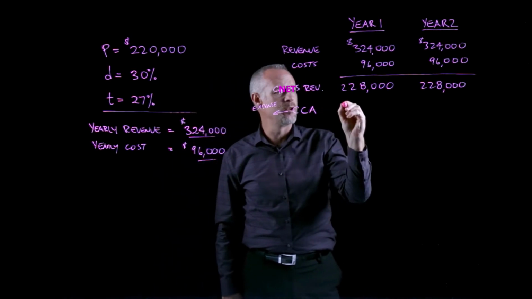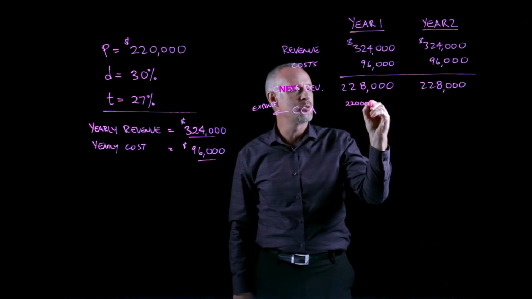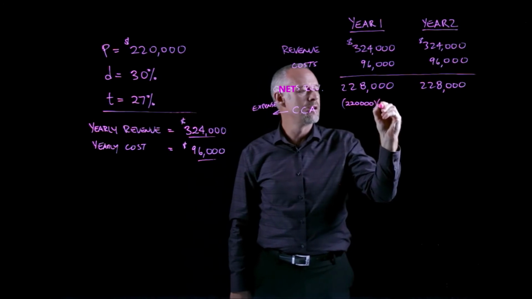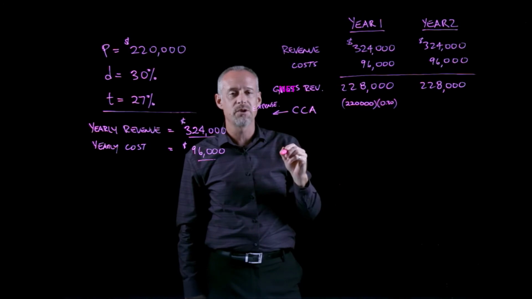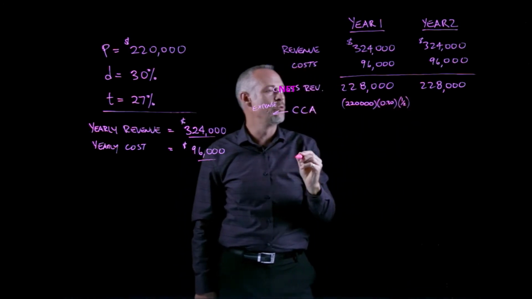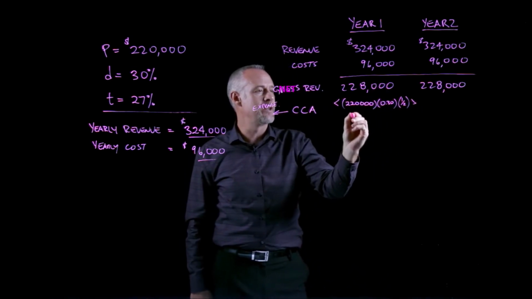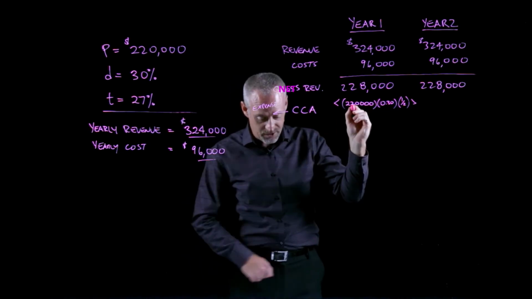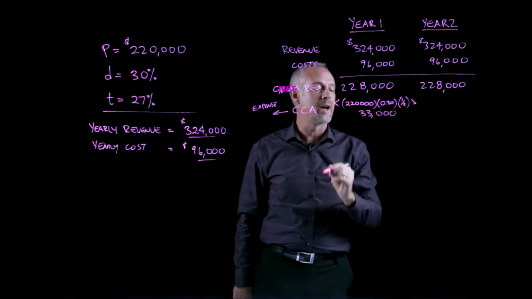And I'll write the calculations in a bit small here. We've got a purchase price of $220,000, and we have a depreciation rate of 30%. And because this is the year in which the bulldozer was purchased, we have to put in that half-year rule. So this is the calculations behind the CCA that's an allowable expense in year one. And if you work that out, that comes out to $33,000.